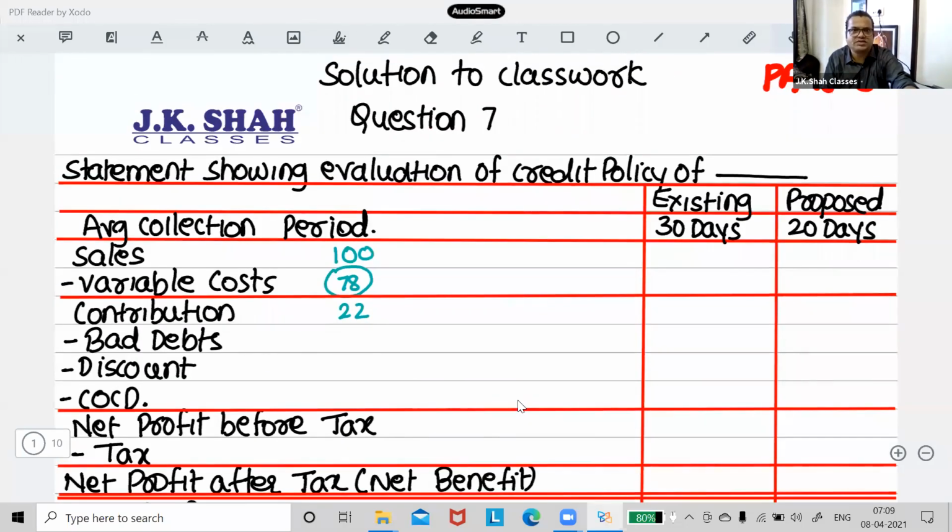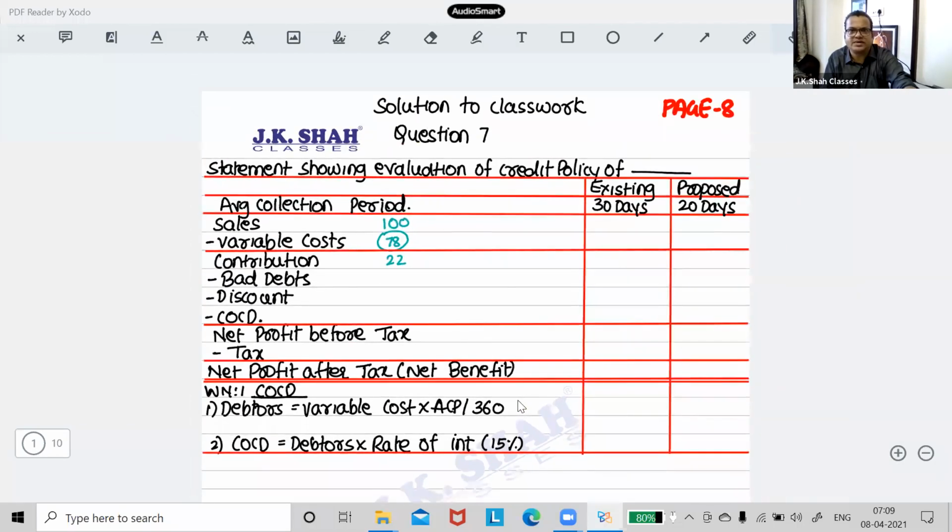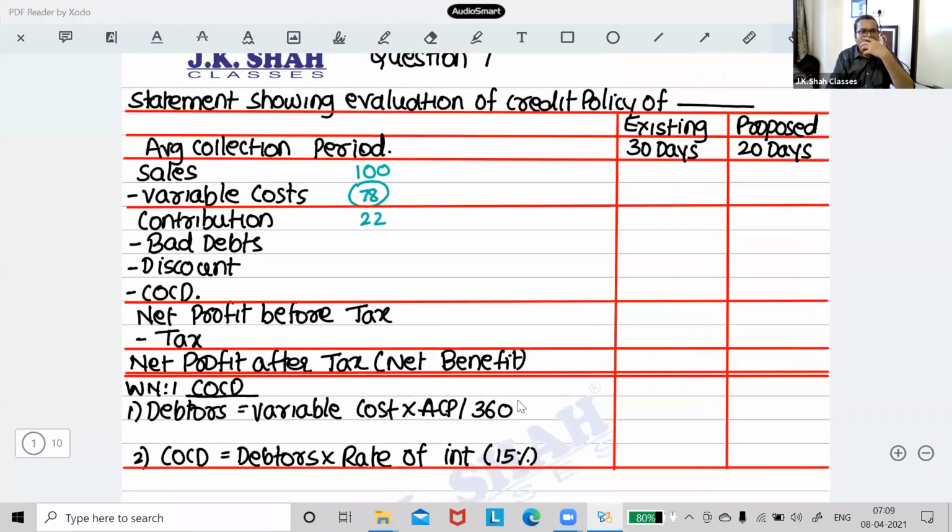Okay, so this is our setup for question number 7. Let's start. Question number 7, statement showing evaluation of credit policy. Then two options: average collection period, existing 30 days, proposed 20 days.